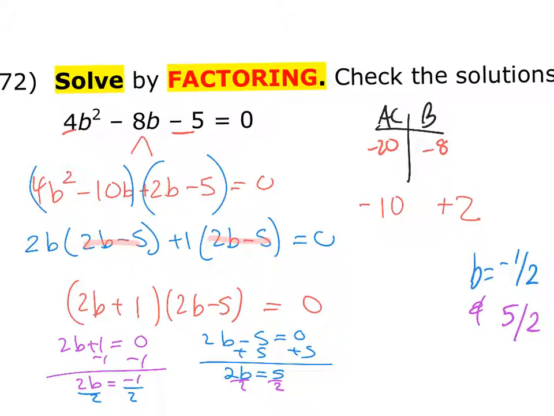You could write negative 1/2 and 5/2. You could write negative 1/2 and 2.5. 5 over 2 is really 2.5. So whichever one you want with that.